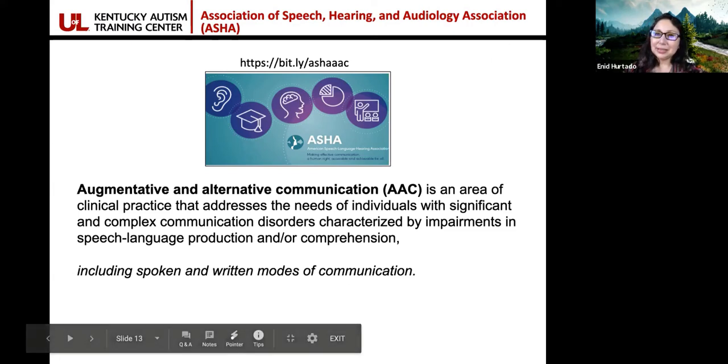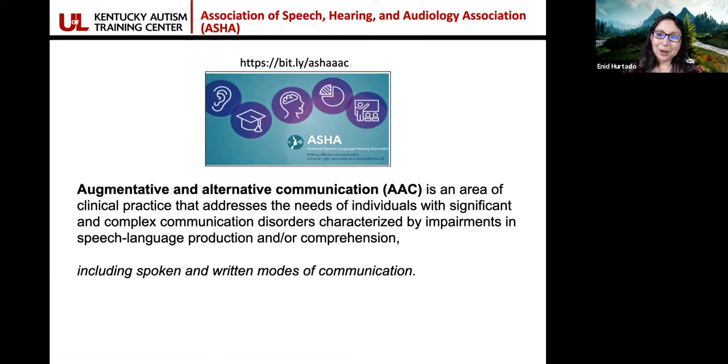And you can see there's this more technical area of clinical practice that addresses the needs of individuals with significant and complex communication disorders. That's another term you may hear in the AAC world, complex communication disorders. You even may see the acronym CCD. I know that's what we talked a lot about when I worked for the assistive technology company I told you about. Characterized by impairments in speech language production or comprehension, including spoken and written modes of communication. So I'm just emphasizing the written part, right?